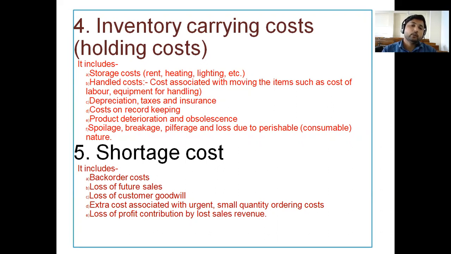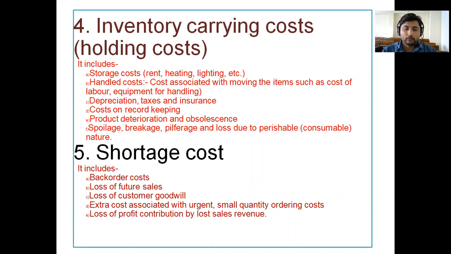And if you have purchased that equipment or the bike for 1 lakh rupees, after 1 month it will be valued at nearly 95,000. So 5,000 will be considered as a depreciation cost for that particular month. Then taxes will be implemented for the capital that you have stored.